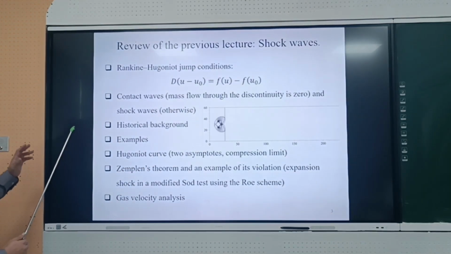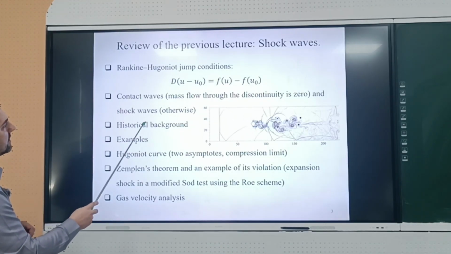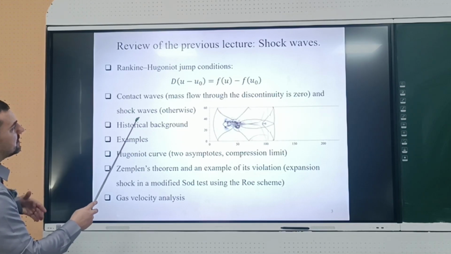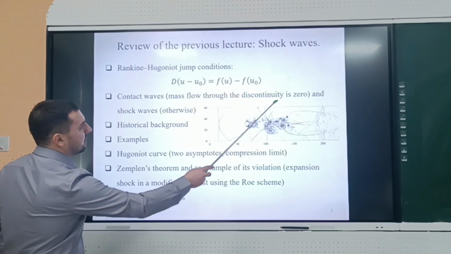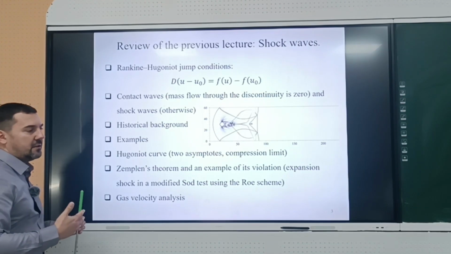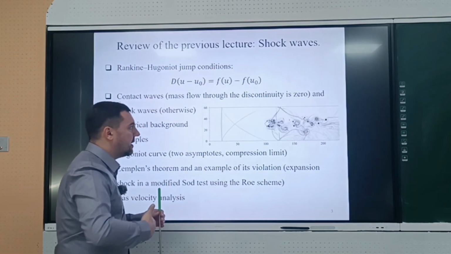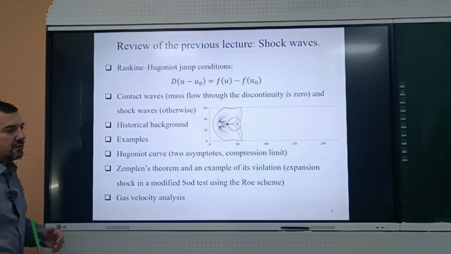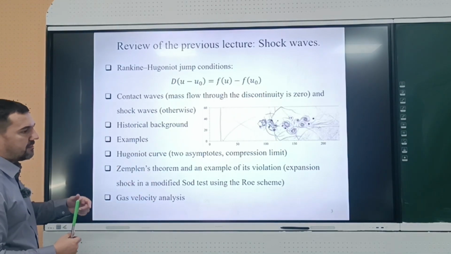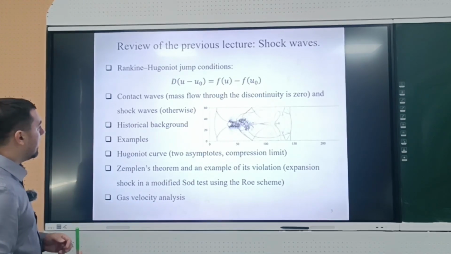And we classified the discontinuous solutions: they can be either contact waves or shock waves. A contact wave is a discontinuous solution for which the mass flow through this discontinuity is 0. It can be if the velocity of gas equals 0 to the left and to the right of the discontinuity, or the discontinuity and gas to the left and to the right all have the same velocity. And the shock wave is a discontinuity across which all the parameters jump: density, velocity, pressure, temperature, everything.